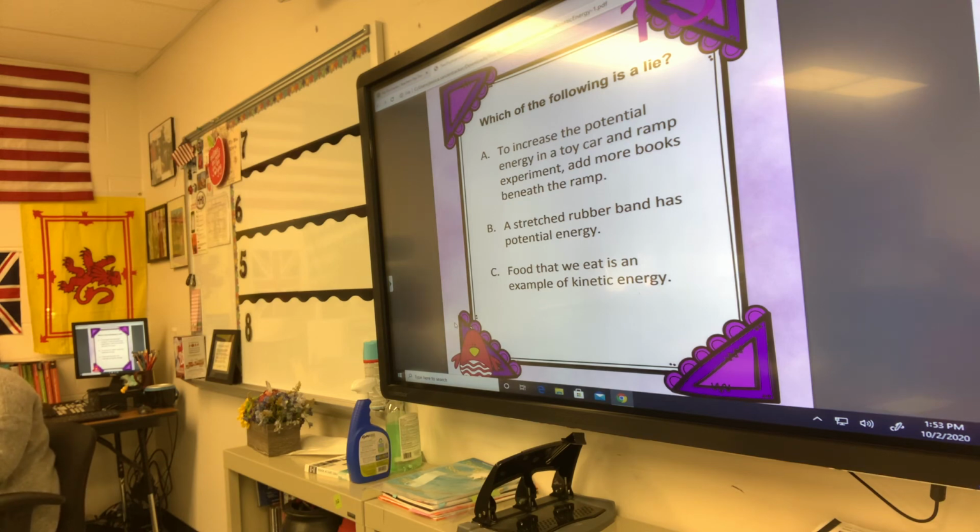Oh, is it A? No, not A. A is true. Go ahead, what did you say? I was going to say C. C is incorrect. It shows a rubber band has potential energy. It's the incorrect one, the lie is C.